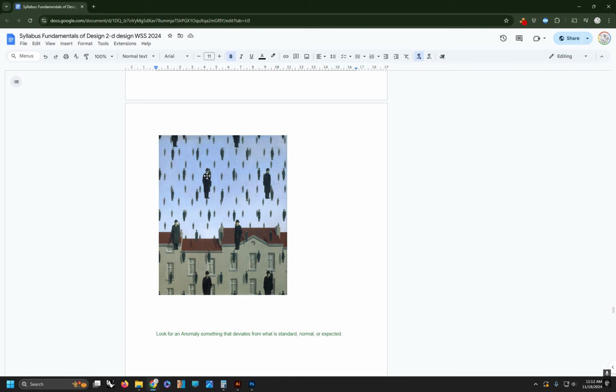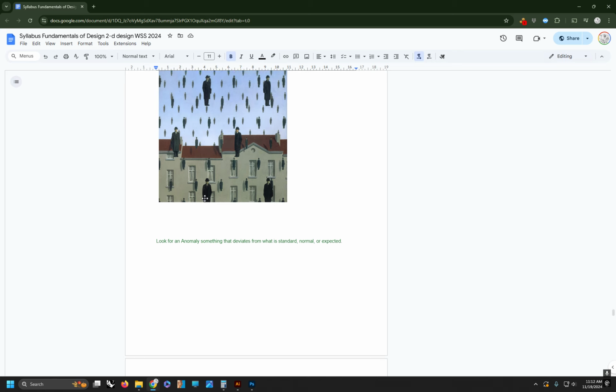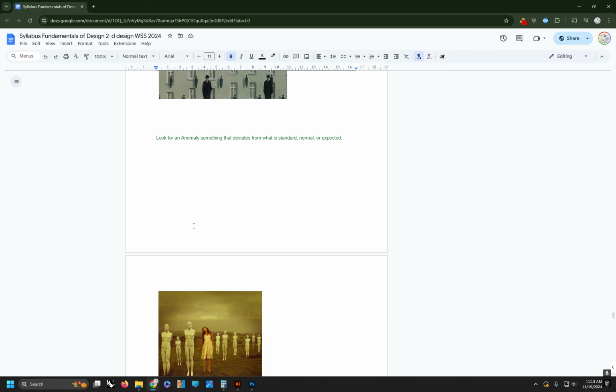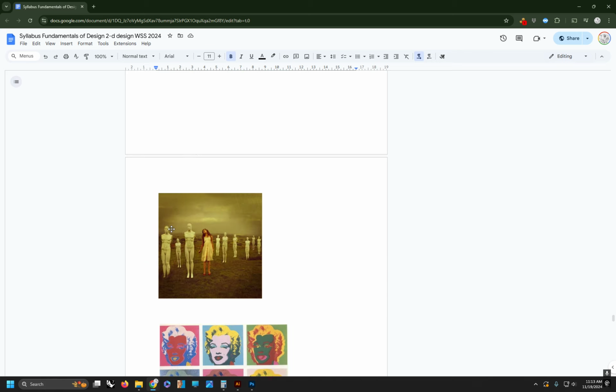All right. So often the idea of repetition in composition is used to make something stand out from what's normal and expected. The best way to say this, we can say an anomaly, but that's just what it is. That's not what the art term is. So something that deviates from the expected. Here we have a great example of what deviates from the expected.